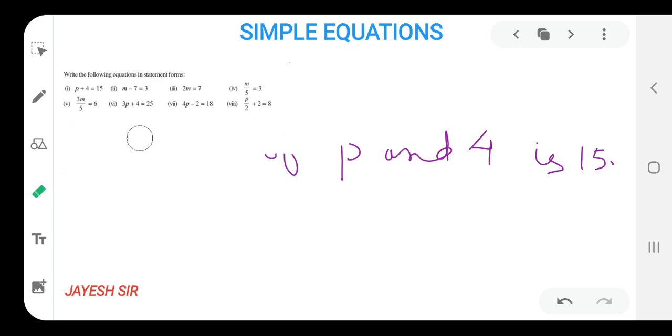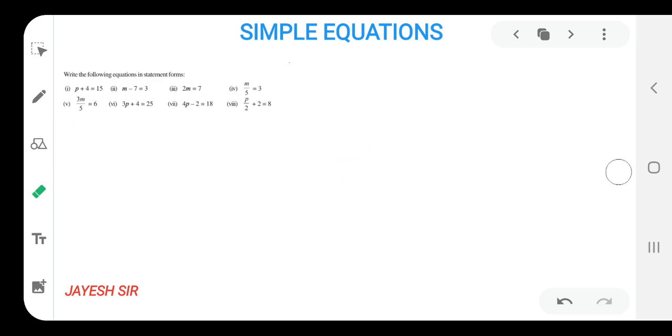So if you are capable of solving on your own, pause the video and try to solve the remaining sums on your own, and try to make the statements on your own, so that you can understand it properly. That's why the reverse process is also given to you, so that you can clear the basic concept here.